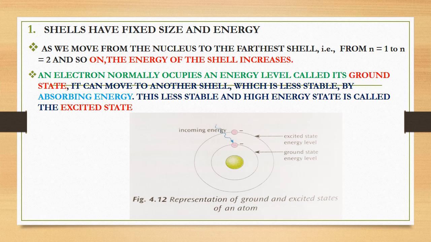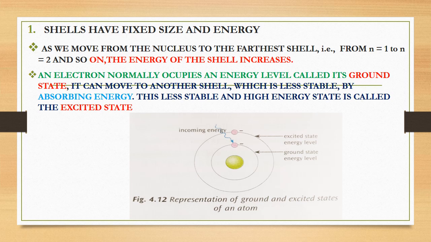Which is the shell that is closest to the nucleus? It has to be the K shell, and after K shell it would be L, and after L, M, and after that N. So what do you think? Which is the shell that is closest to the nucleus? K. And which is farthest? N, isn't it? So according to this rule, the shell which is closest to the nucleus will have the least energy, and the shell which is farthest from the nucleus will have the maximum energy.